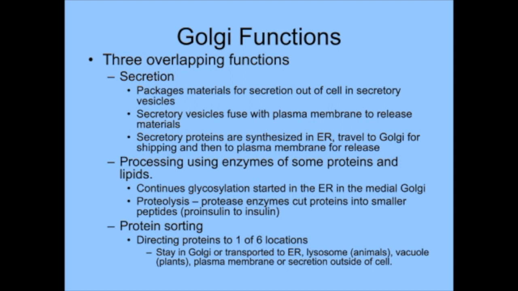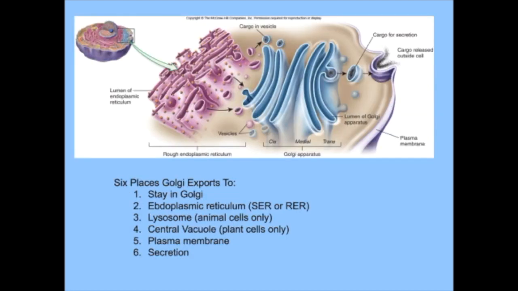It can take it to the lysosome in animals. We're going to learn about lysosomes in a little bit. It can take things to the central vacuole, which is a structure found only in plants. It can take things to embed them in the plasma membrane, or it can send things out for secretion. So here we are, our 6 places the Golgi exports to: stay, endoplasmic reticulum, oh, little typo there, lysosome, central vacuole, plasma membrane, and secretion.